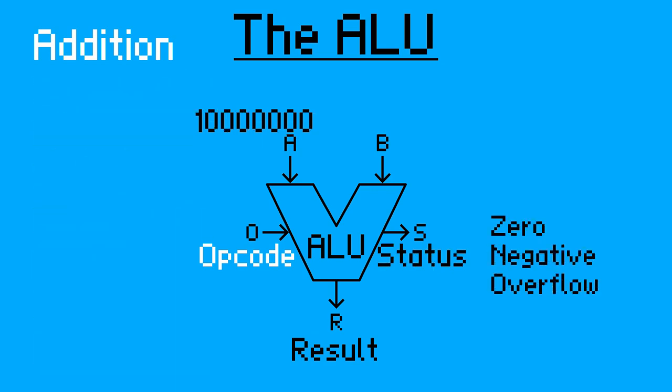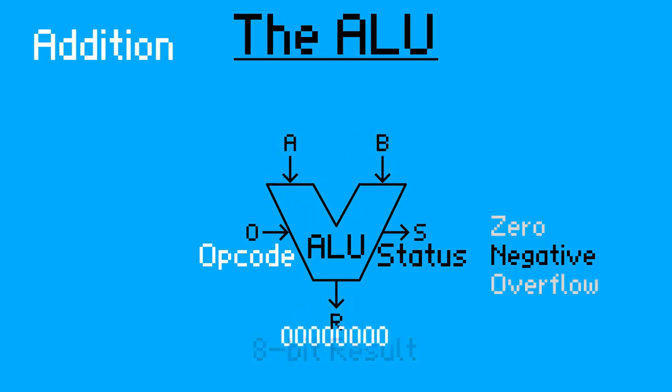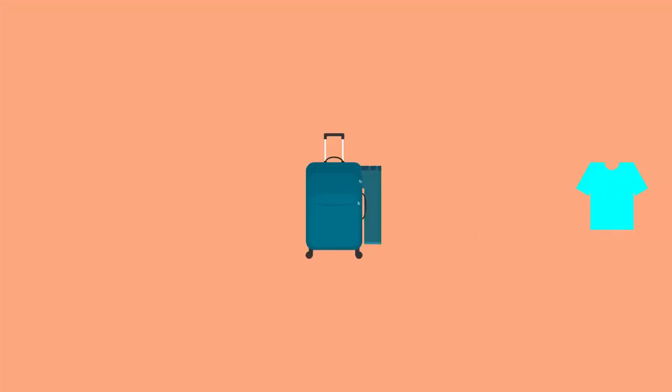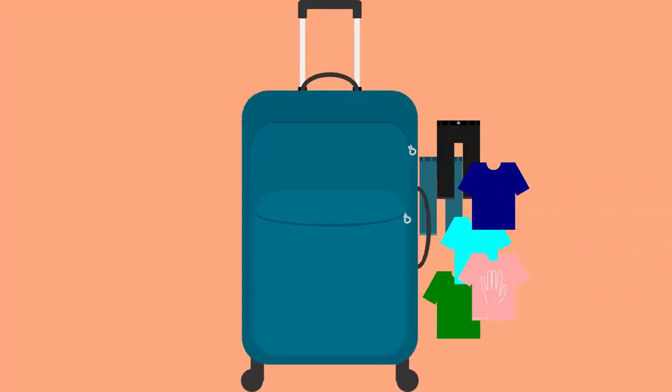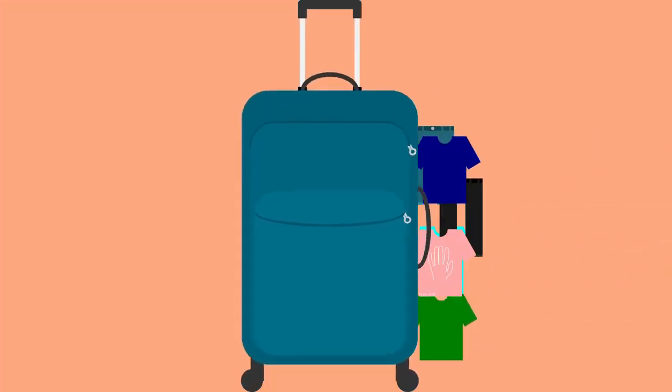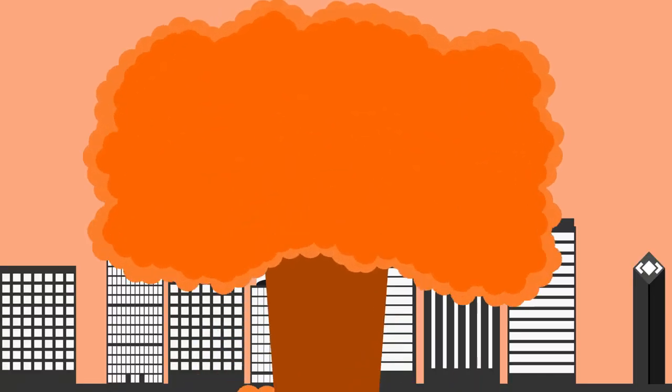If we add 10000000 and 10000000, that's just the same number twice, and with an 8-bit ALU, our result would be 0 because the 9th digit gets cut off. But the other output gives us the information that the overflow flag and the 0 flag were activated. A buffer overflow is like trying to get as much as possible in your luggage, but once it's full you can't add more, your luggage could explode. You have to leave the rest at home or get a bigger suitcase.